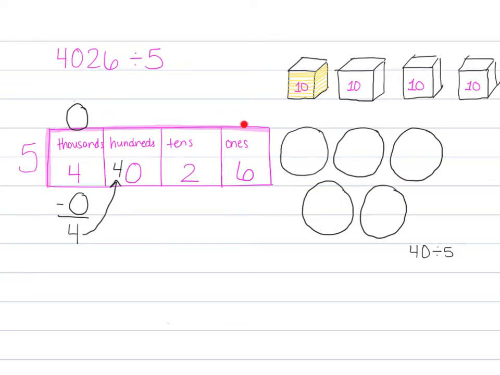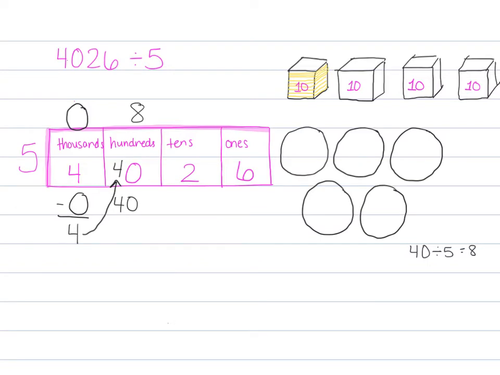40 divided by 5. If you skip count by 5s, how many times will you need to skip count to get to 40? Pause the video and do that. Did you say 8? Yes. 40 divided by 5 is 8. Let's check. 8 times 5 is 40.